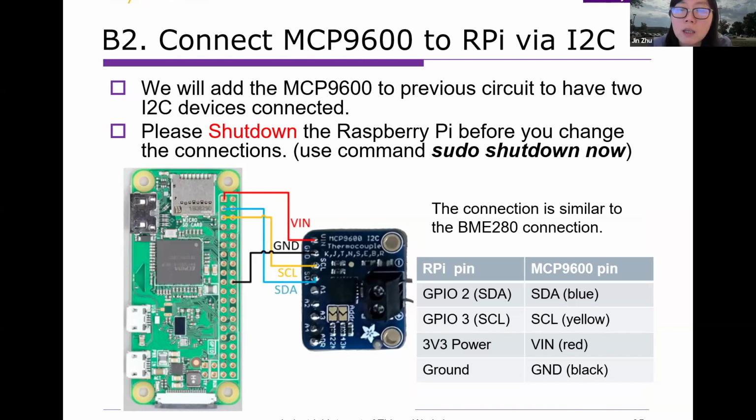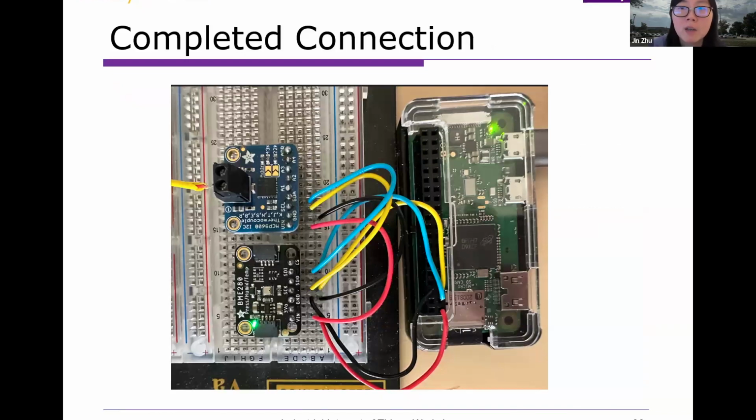Again, in this case we are connected to pins 2 and 3, one for the clock and one for the data. Serial data and serial clock. That's the connection, pretty straightforward. Again, you want to shut down your Raspberry Pi before making any hardware changes. Here's a figure showing how we can connect this.